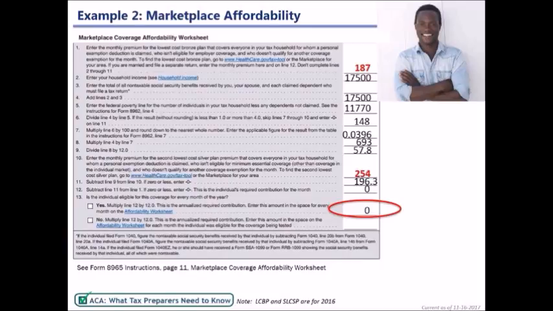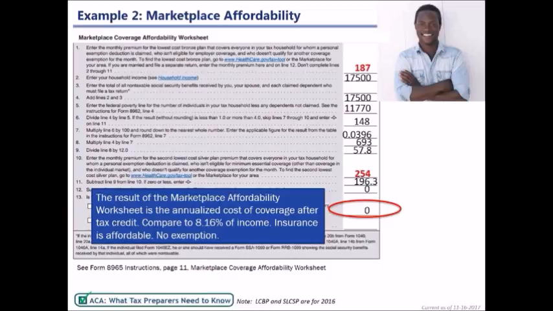And you can see the result of this worksheet is 0. So what does 0 mean? 0 means that this is the annualized required contribution. That means that Max could have enrolled in the lowest cost bronze plan for free. But he chose not to, and it would have been free because he would have been eligible for premium tax credits that would have brought the annual cost down to 0. So he does not get an exemption.